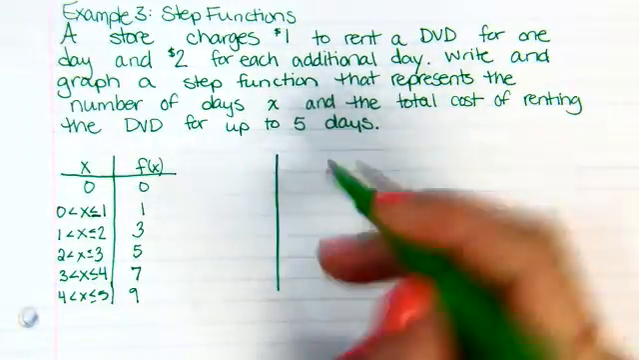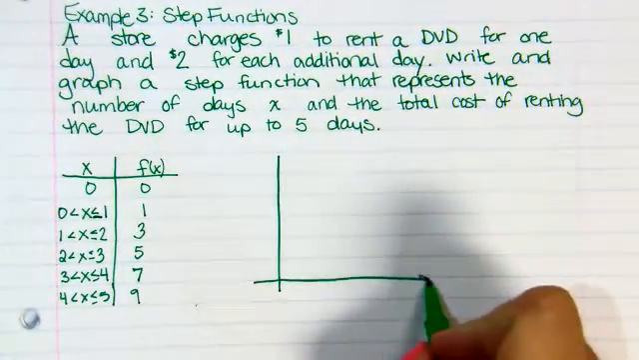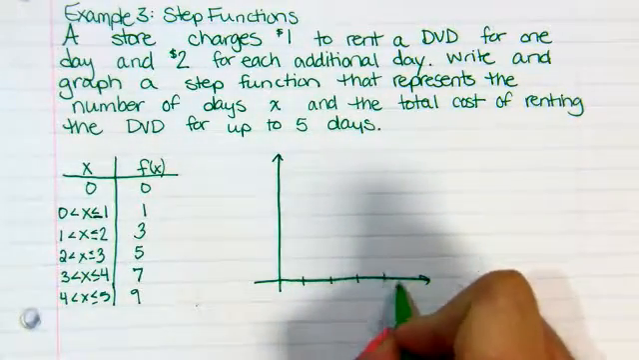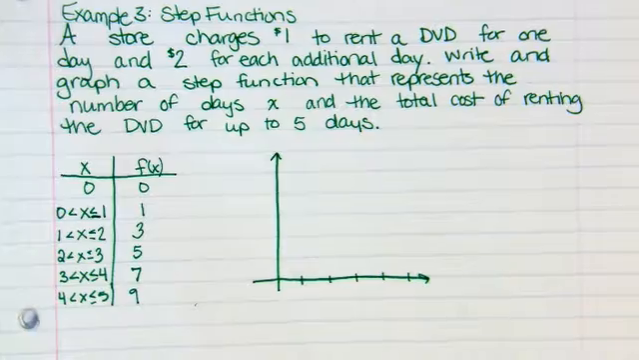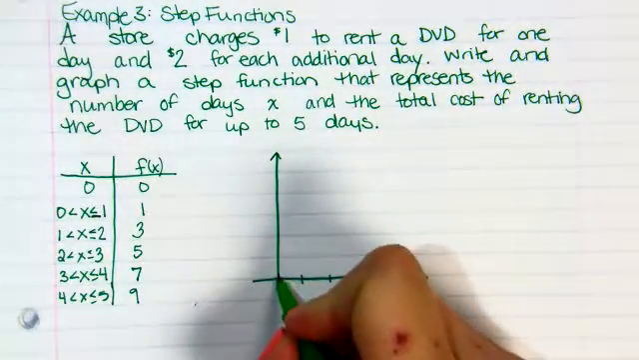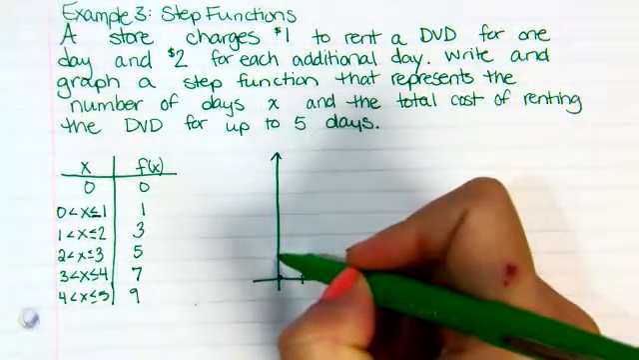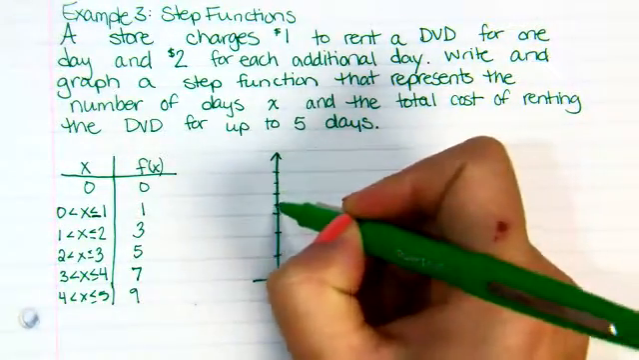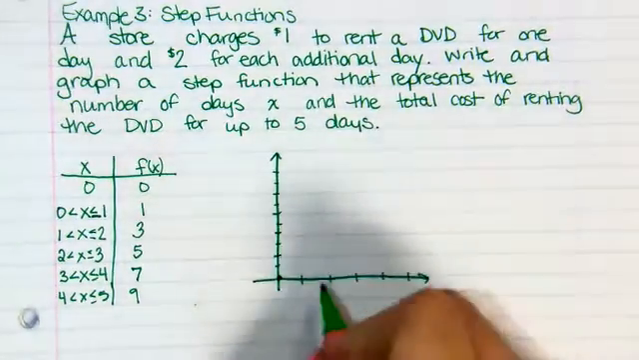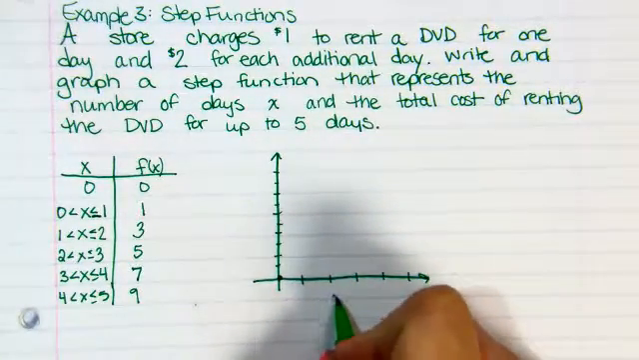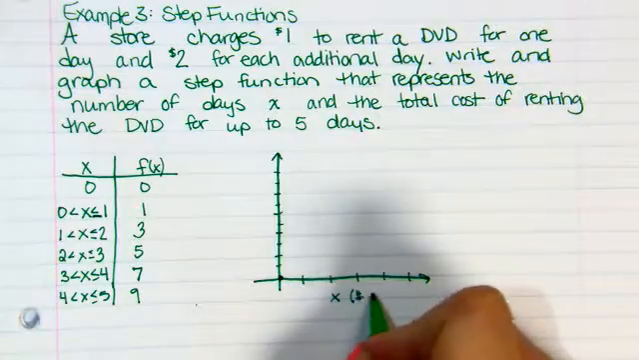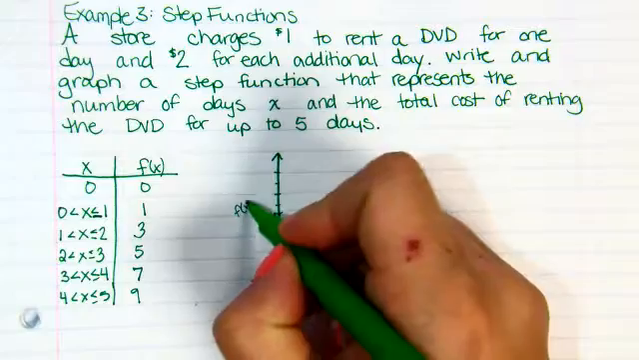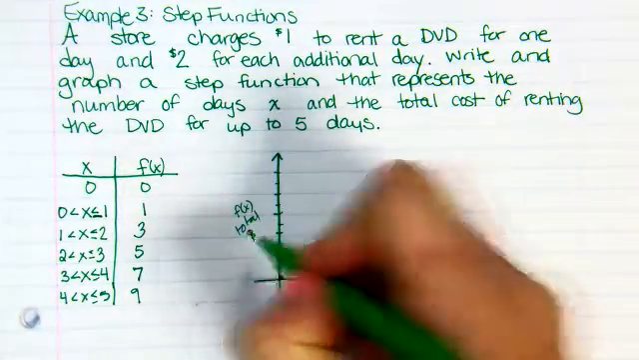So when I graph this, that would be 1, 2, 3, 4, 5 days. So at 0 days, I pay $0. Let's say 2, 4, 6, 8, 10. So if I label my graph, this is my x-axis, which is number of days. My y-axis then, or my f of x, is going to be my total amount paid.